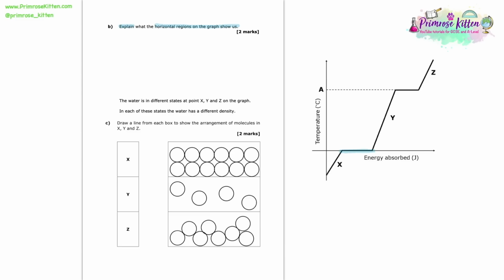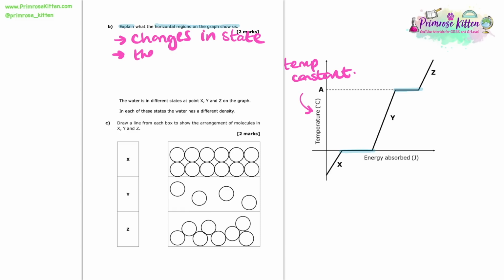Here we're asked to explain what the horizontal regions on the graph show us. So I've included this diagram here for us to look at. So here are the horizontal regions we're being asked about. Now notice that in those horizontal regions, the temperature is constant. The temperature isn't increasing at all at those points. The reason why the temperature is constant here is because these are the points where we get changes in state. And in these cases, all of the energy being inputted is being used to break the bonds between the particles.